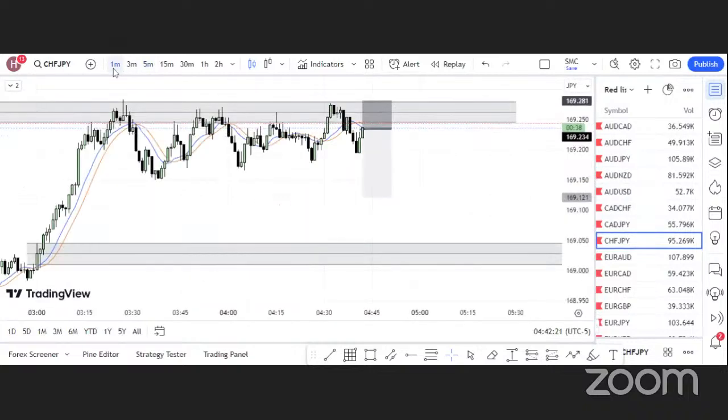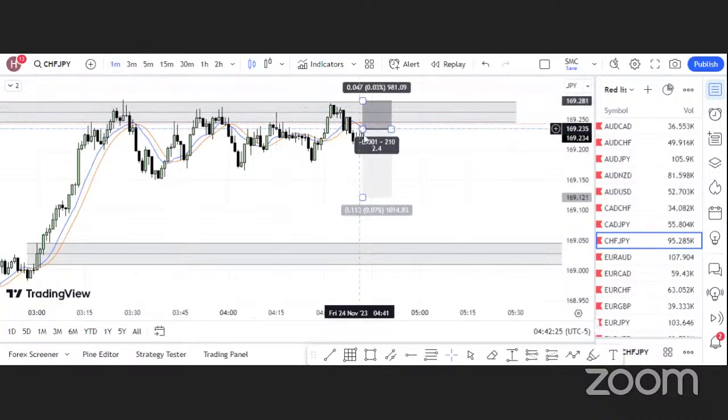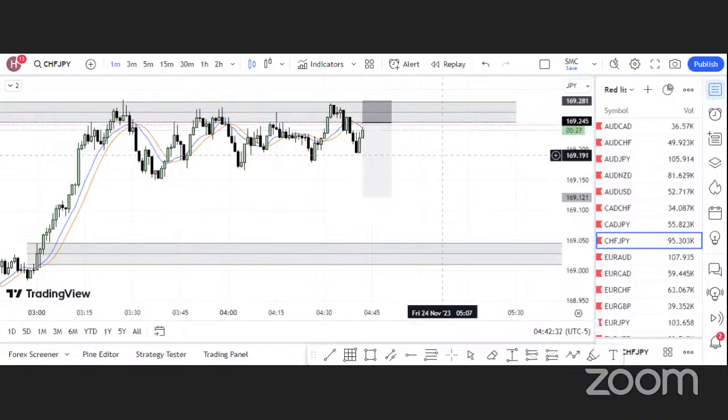Okay. So right now, what I'm currently waiting on here is the rejection. Once I get a rejection, we are selling this pair immediately. So stay on CHFJPY. If you don't know how to do that, just go to market.